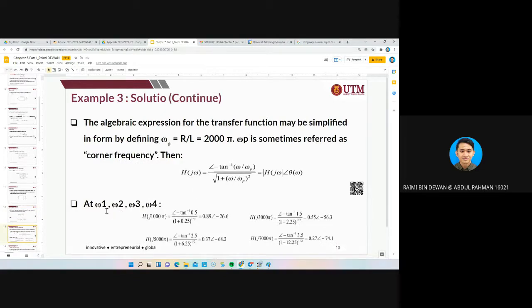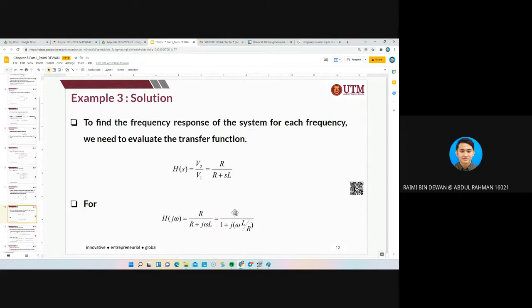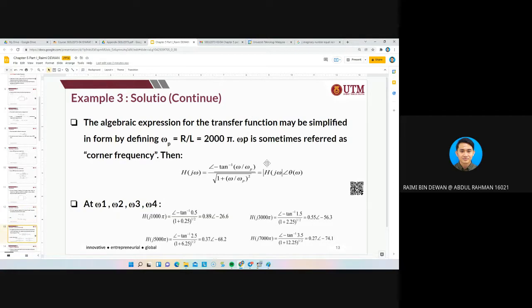So at omega 1, this is the angle. This is the formula: negative inverse tangent of omega over omega p, which is R over L just now, and the magnitude is 1 over the square root of 1 plus (omega over omega p) squared. Make sure you make the generalized form here first. You need to make sure that you achieve this generalized form first. And then the magnitude of H(j omega), there is a bit of an error here, there should be another close bracket here, and then the angle. Then you have your angle for that.